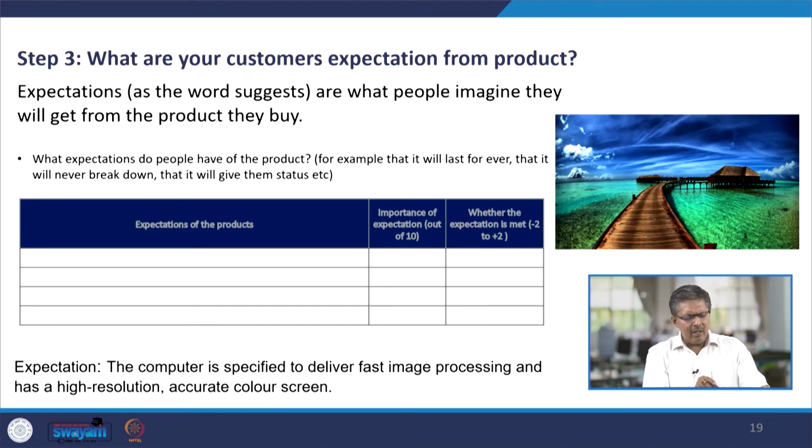So, what can be the expectations? What expectations do people have of the product? For example, that it will last forever, that it will never break down, that it will give them a status. So, these are some expectations, and please remember these things can change with time. I will explain that. Now, in this case the expectation is that the computer is specified to deliver fast image processing and a high resolution and accurate color screen. So, if you look at it you can feel, oh well, this is really good, I am getting what I was expecting.